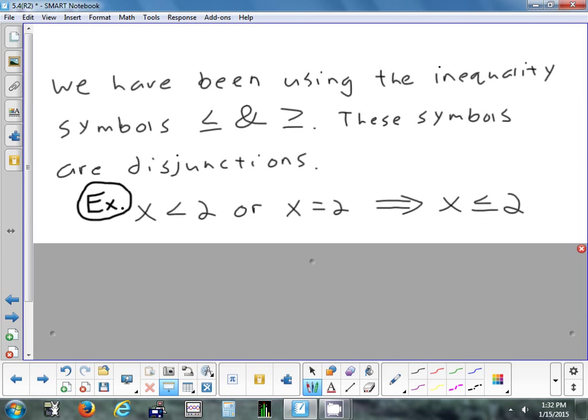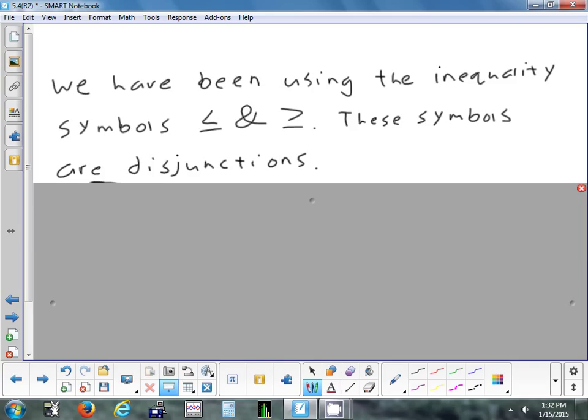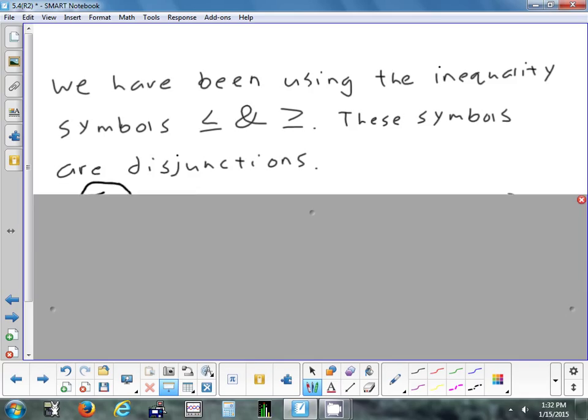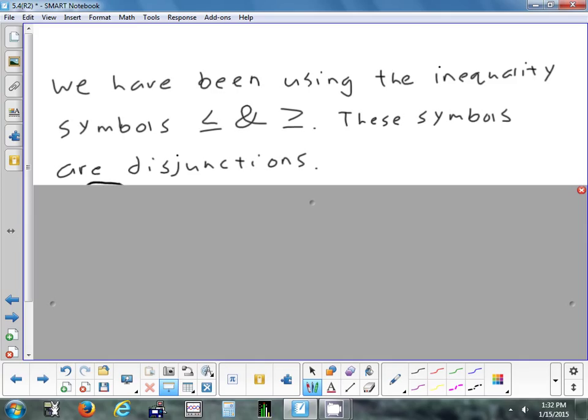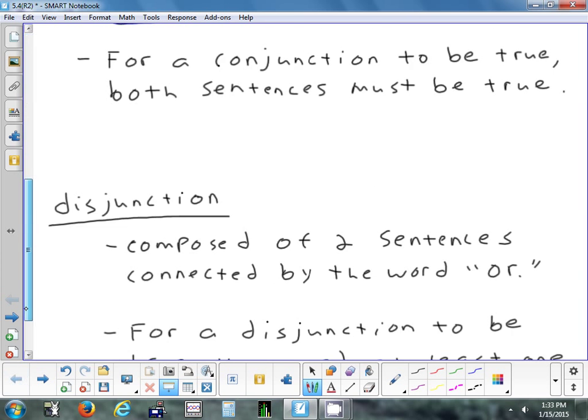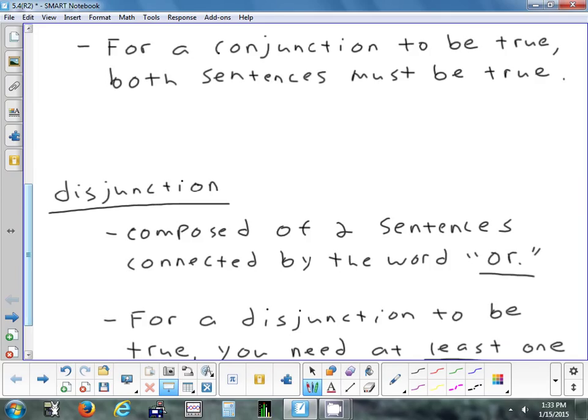Really, we've been using disjunctions all along, but you didn't know it yet. How do you pronounce that symbol? It's like 5 words if you say it. Go ahead, say one. Less than or equal to. Notice what word he said. He said or. Because he used the word or, that's a disjunction. Less than or equal to.